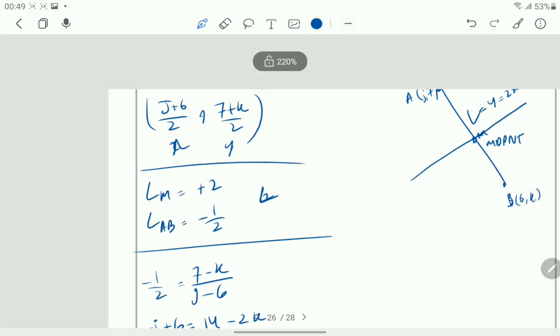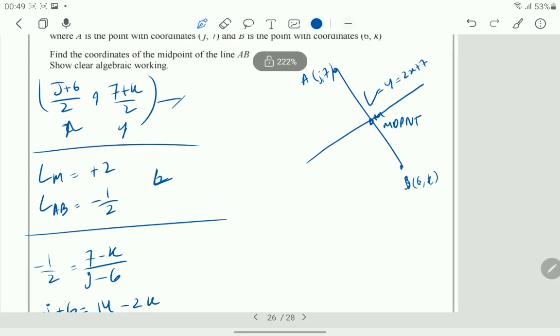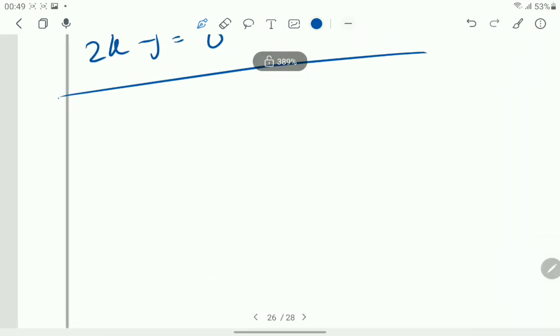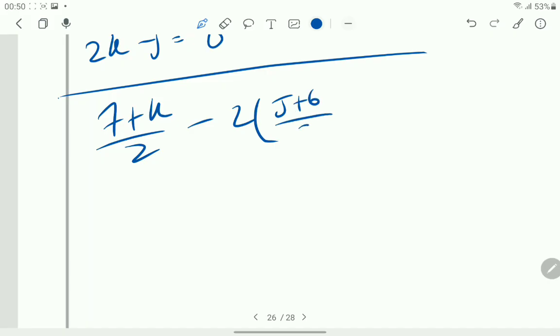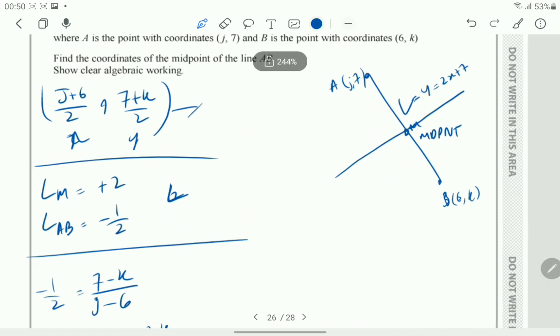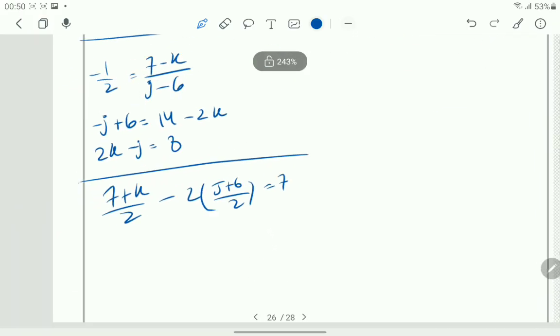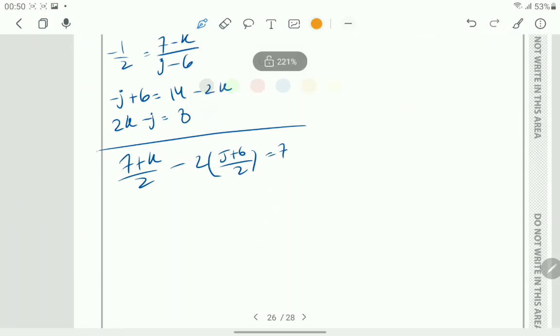and using the midpoints we can substitute these midpoints into the equation of line L. So we have the y coordinates first, which is (7 plus k) over 2 minus 2 times (j plus 6) over 2 equals 7. So let me just confirm. This is our x coordinate, this is our y coordinate, and this is the equation. I'm just writing it down for your memory.